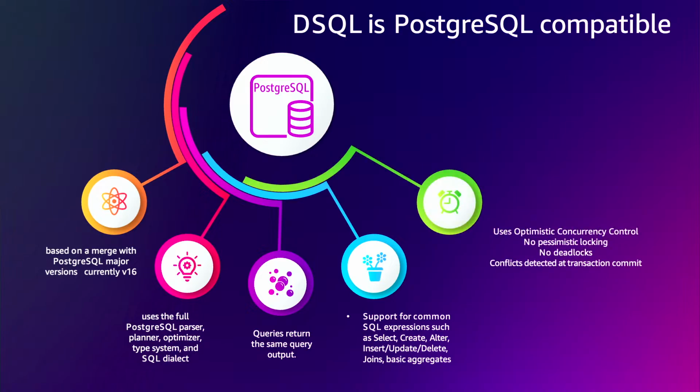It also uses optimistic concurrency control, so basically no deadlocks and no pessimistic locking. All the conflicts are detected at transaction commit, so that is quite nice. That is how AWS is achieving multiple writes in multiple regions. So that's quite a good achievement.